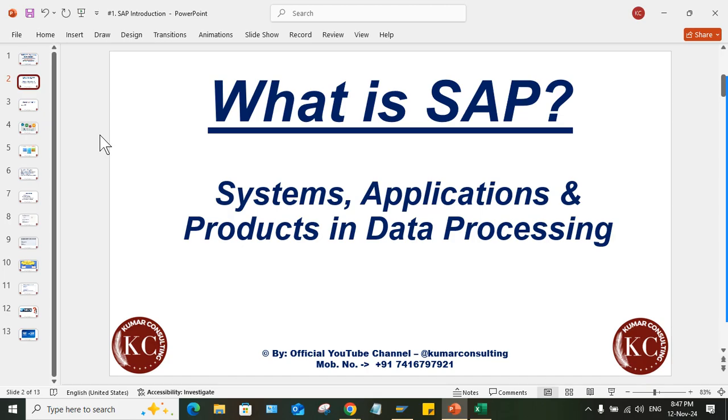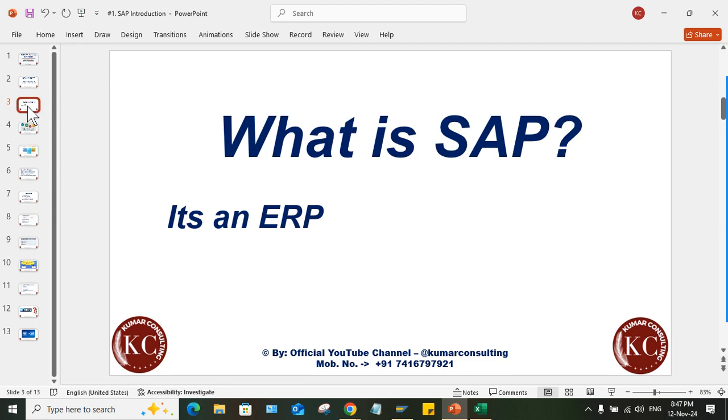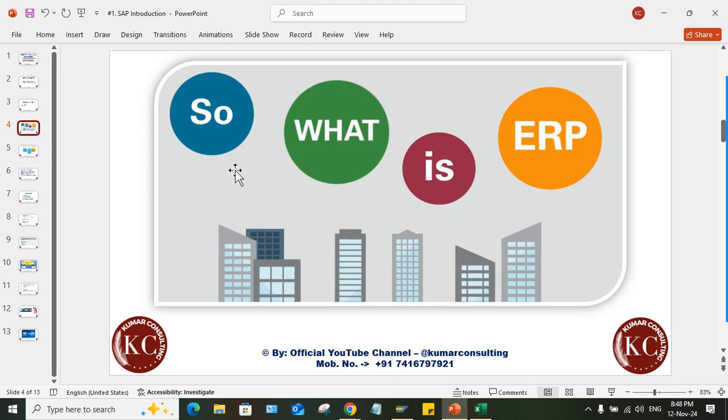Okay, now I'll tell you guys. Whichever answers were given, the sum and substance of these answers is the same, right? And in one line, the definition of SAP is: it's an ERP. Very simple. Now the question is, what is ERP? That is also already answered. First of all, ERP. This is the question. So what is ERP? Now look here.